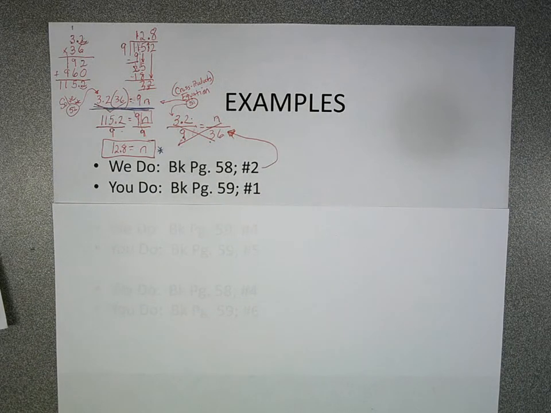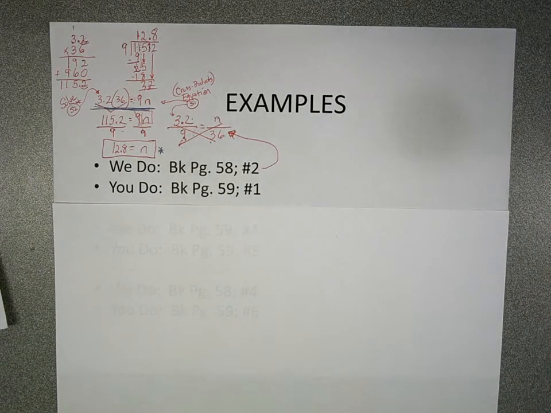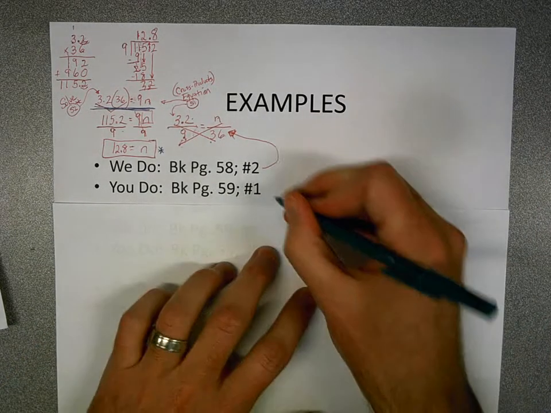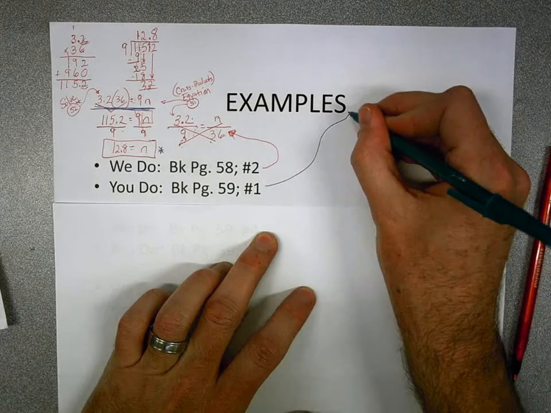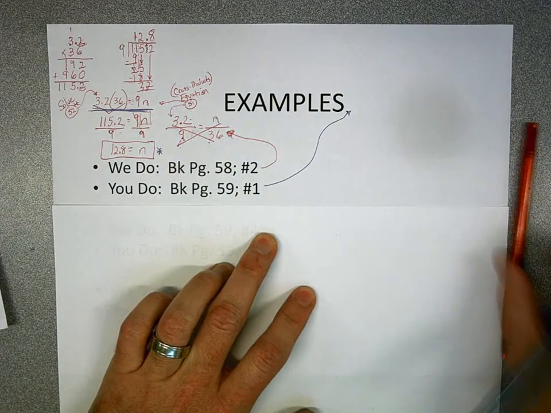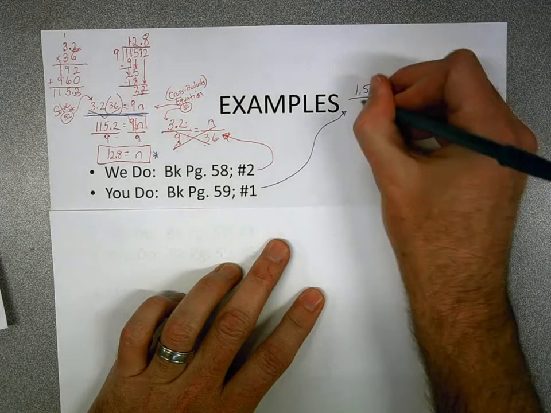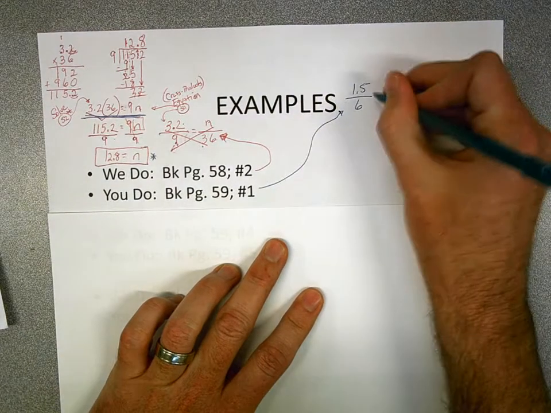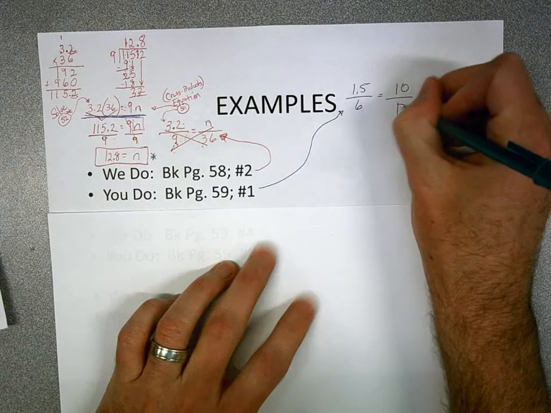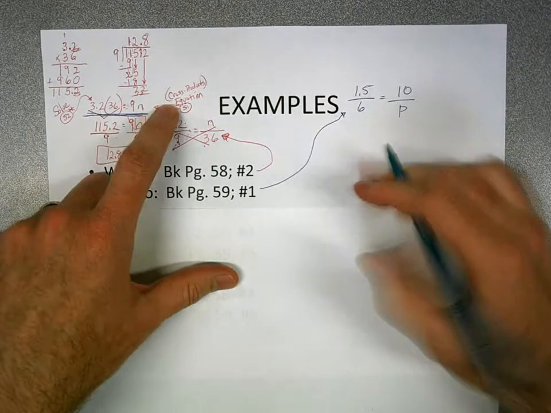Okay, so on your homework, here we go. Number 1, we had our proportion. Our proportion was 1.5 over 6, 1 and 5 tenths over 6, and that is going to be equal to 10 over P. All right, so step 1, right? Use cross products, write the equation.